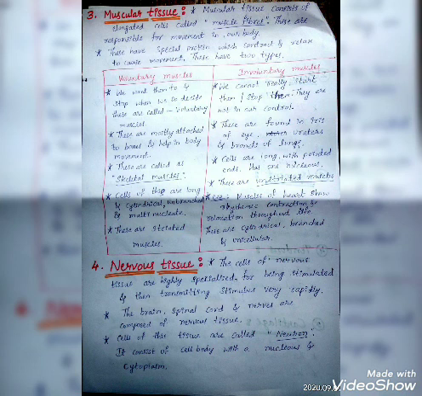First one is voluntary muscles. These muscles are in our control. We can stop them. These are mostly attached to bones and help in body movement. These are also called skeletal muscles. The cells of this are long and cylindrical, unbranched and multinucleate. These are striated muscles.